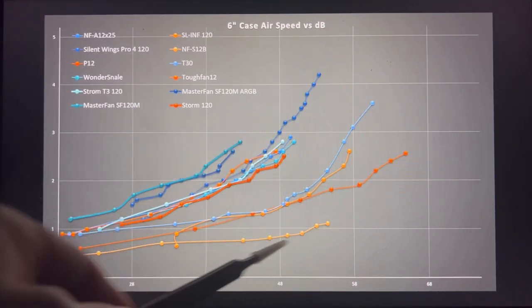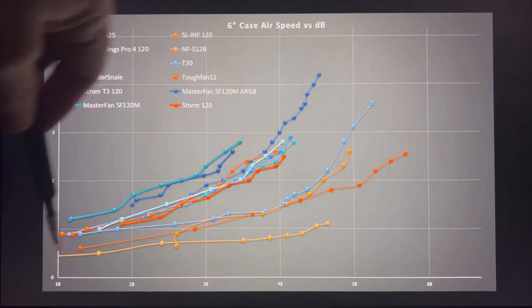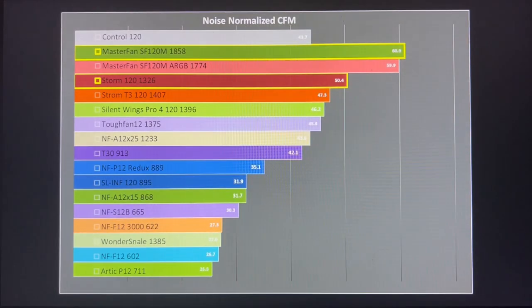And those are doing substantially better than our worst runners, which look to be the NFS12B and fans like that. And this is the Arctic P12 in our lower grouping of fans. So overall, the Master Fan looks to be a pretty good case all-rounder, while the Storm is basically just specialized.